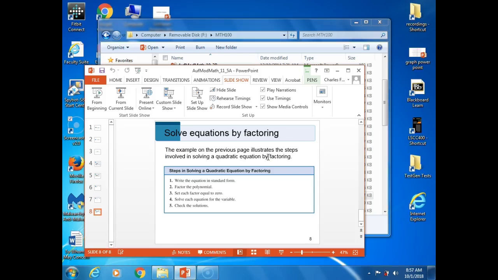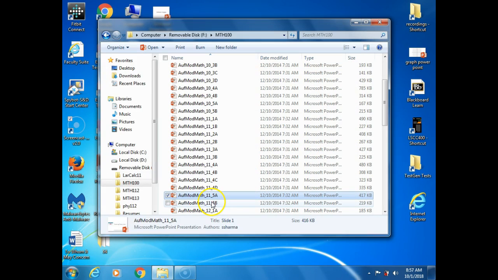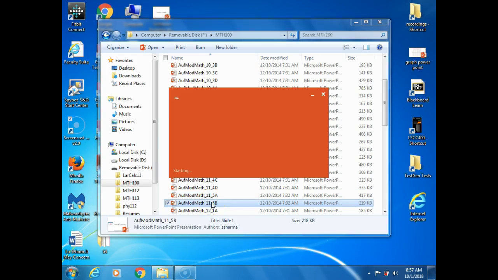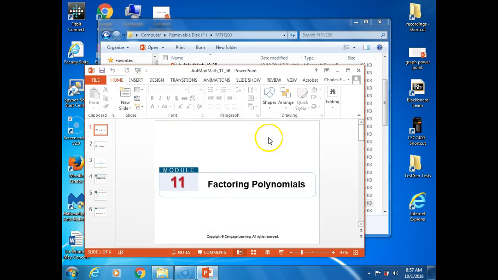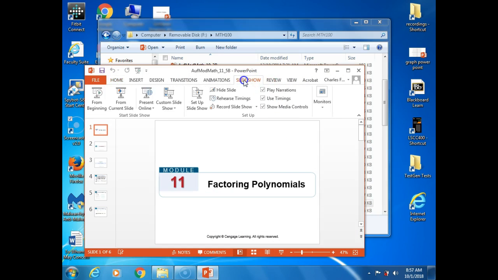And let's get out of this and go to 11.5B. All right. Slideshow set up and current slide.